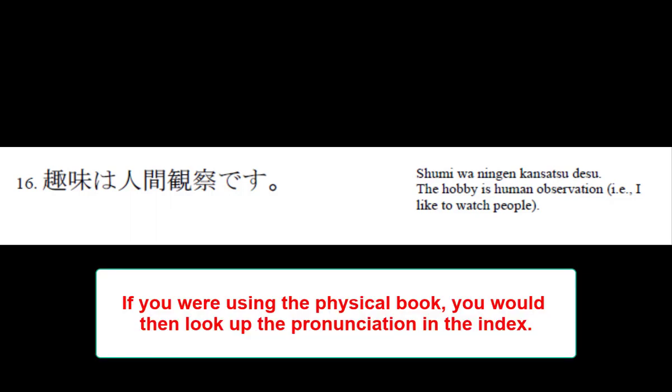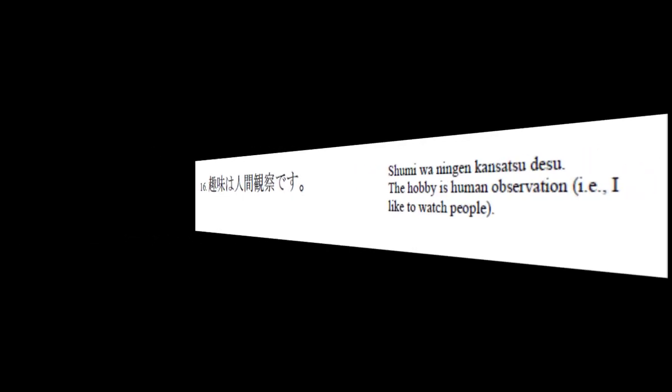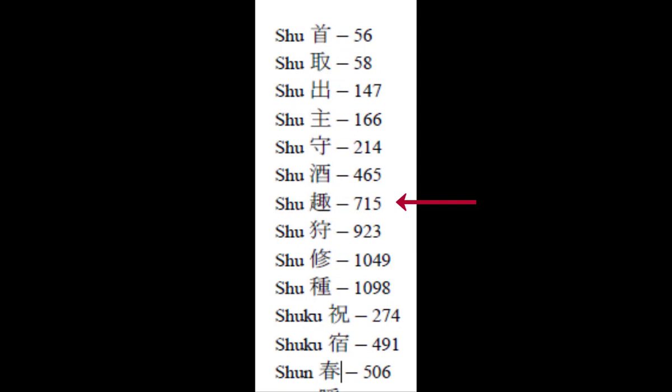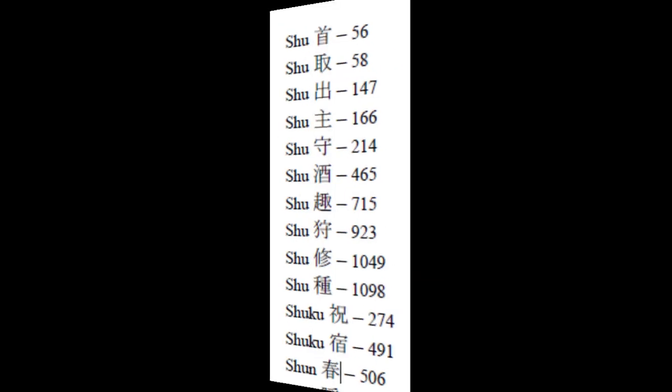If I were using the physical book to look up this kanji, I would next look up shu in the index. I'll open the index as a digital file for illustration. In this case, I would have found 11 kanji in the index that are pronounced shu. After locating the kanji that I wanted in that list, I would have determined its number, which is 715. Next, I would have looked up this number in the kanji catalog in order to get information about the kanji before turning back to the Japanese sentence to continue reading. However, since I'm using the digital version of the book, there's a faster procedure that I can follow.